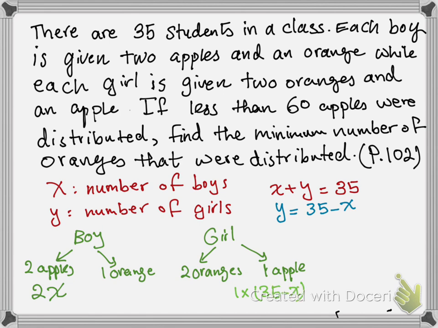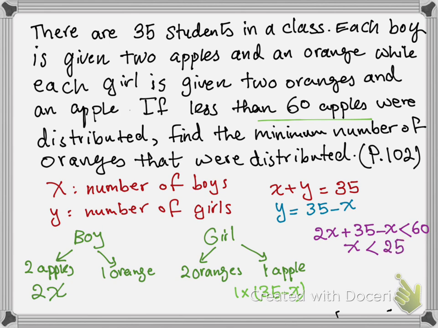Okay, so the total number of apples is less than 60. So how many apples do we have? 2X plus 35 minus X. So 2X plus 35 minus X is less than 60. So 2X minus X is X, then 60 minus 35 is 25.